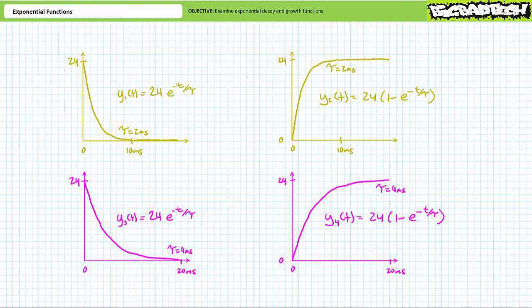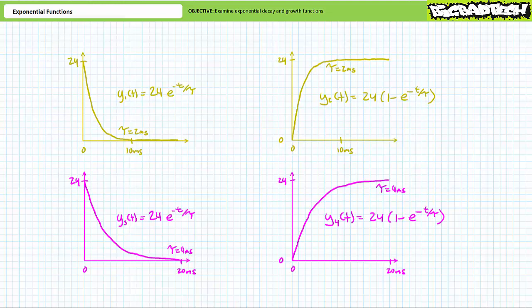Not a lot changes for y3 and y4, although they do take a lot longer to make the same transition from 0 to 24 and 24 to 0, given the larger time constant tau of 4 milliseconds. y3 of t also goes from 24 to 0, only takes a longer time span of 0 to 20 milliseconds, and y4 of t also goes from 0 to 24 in a span of 20 milliseconds, where again 20 milliseconds represents 5 time constants, where each time constant for this function set is 4 milliseconds.